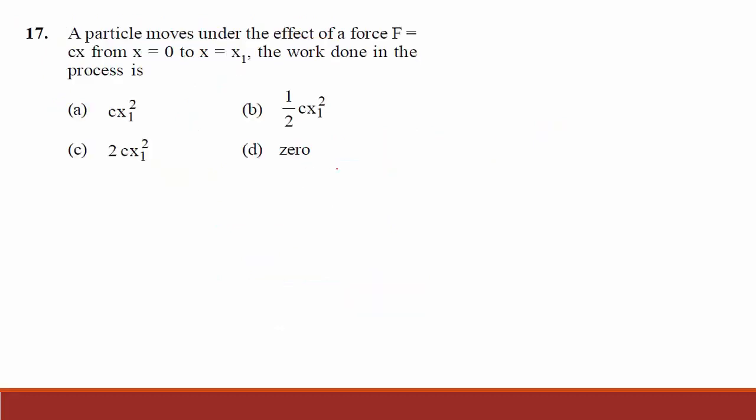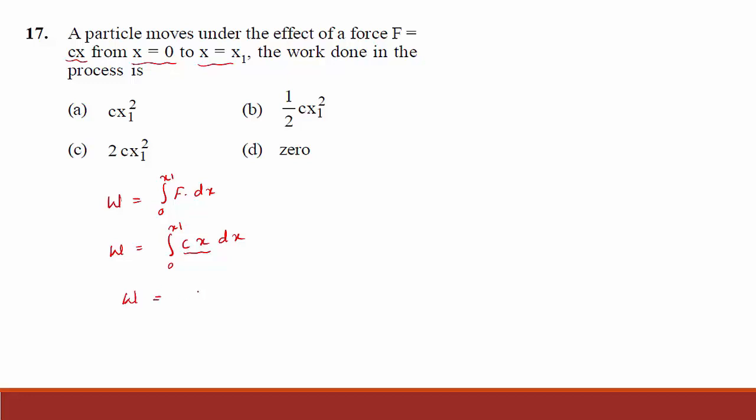A particle moves under the effect of a force F equal to Cx from x equal to 0 to x equal to x1, then the work done in the process is. So work done is given by W equal to integration of F dx from the limit 0 to x1. That is, the product of force and displacement gives work done. W equal to integration of Cx dx, where the value of F is given, from the limit 0 to x1.